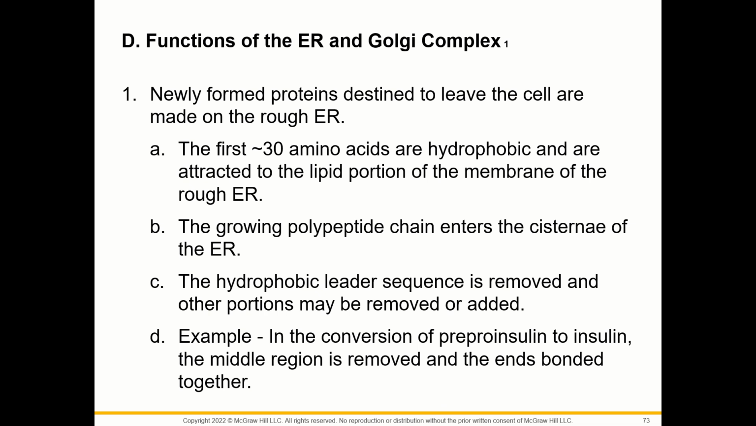So newly formed proteins destined to leave the cell are made on the rough endoplasmic reticulum. The first approximately 30 amino acids are hydrophobic and are attracted to the lipid portion of the membrane of the rough endoplasmic reticulum. The growing polypeptide chain enters the cisternae, or the internal chambers of the endoplasmic reticulum. The hydrophobic leader sequence is removed, and other portions may be removed or added. For example, in the conversion of pre-proinsulin to insulin, the middle region is removed and the ends are bonded together.